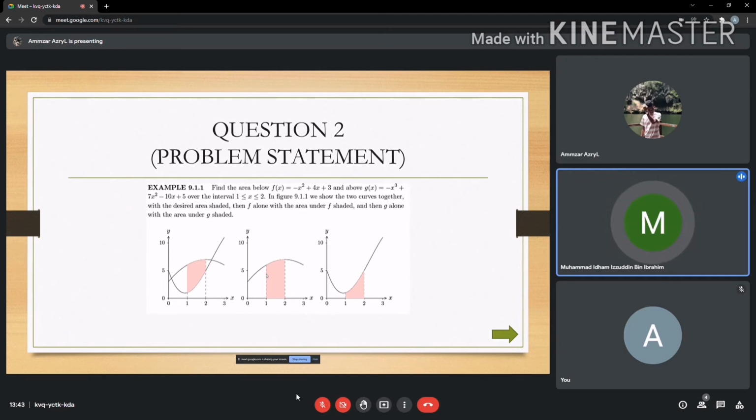In the figure below, we show the two curves together with the desired area shaded, then f alone with the area under f shaded, and then g alone with the area under g shaded. So the first graph is the area that we have to find. The second graph is the function f(x), and the third graph is the function g(x). Okay, next.